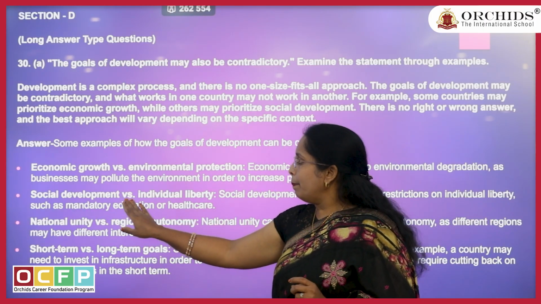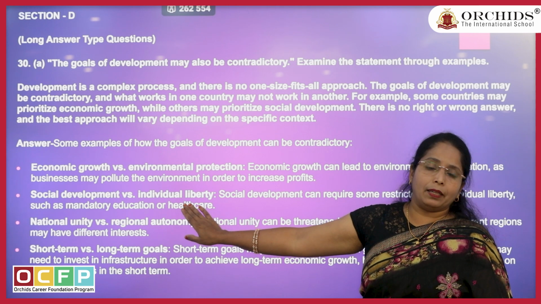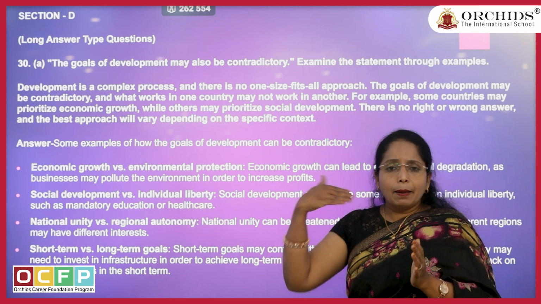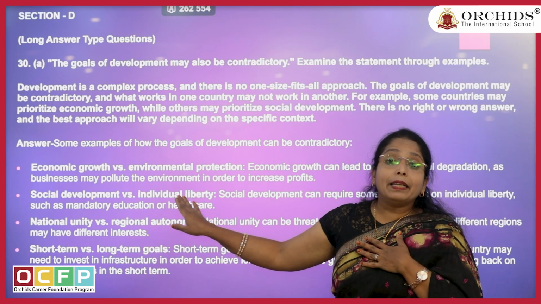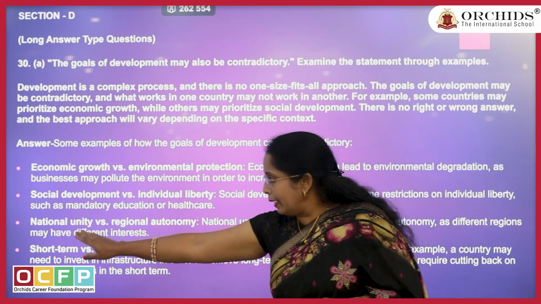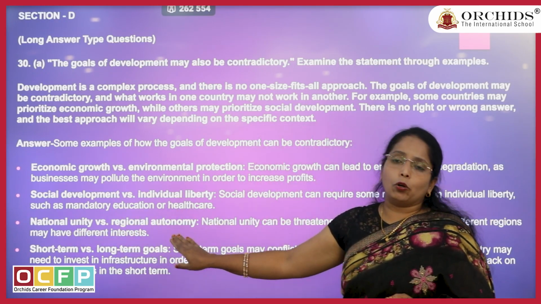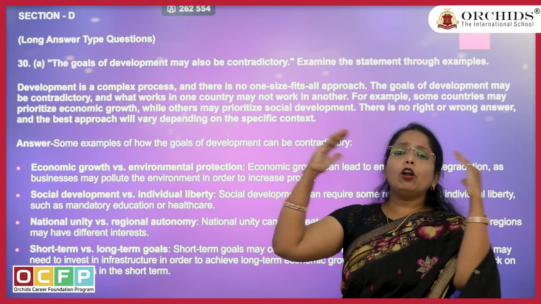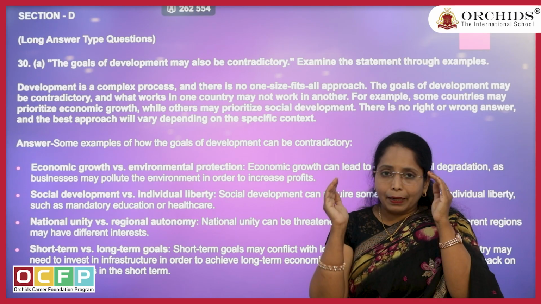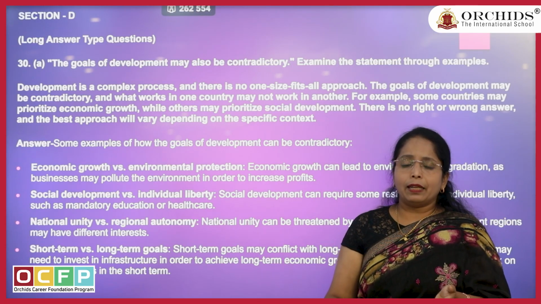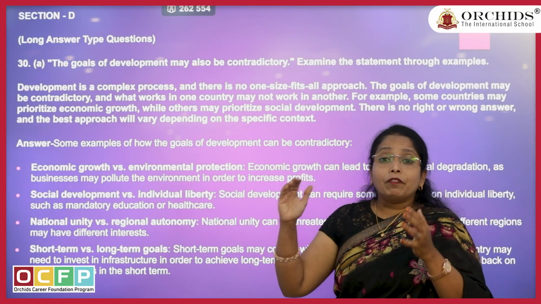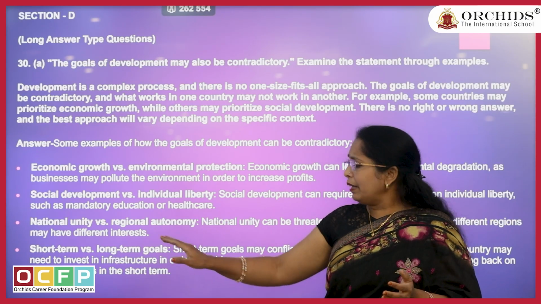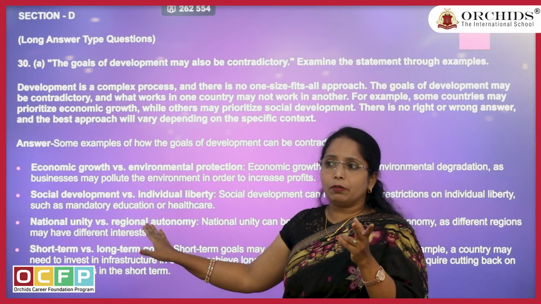Now, social development versus individual liberty. When society is growing, sometimes some people may not be happy. They may say, we want individual liberty. Then, national unity and regional autonomy. See, national unity means all together coming under one country. But in India, for example, we have different regions and people belonging to different cultures and languages, where it will be a little bit contradictory.